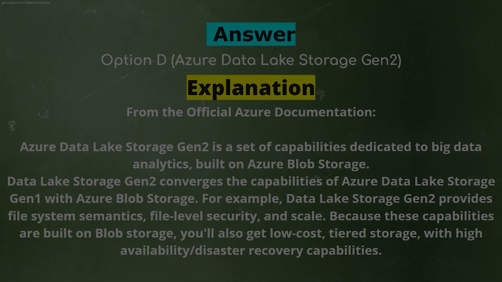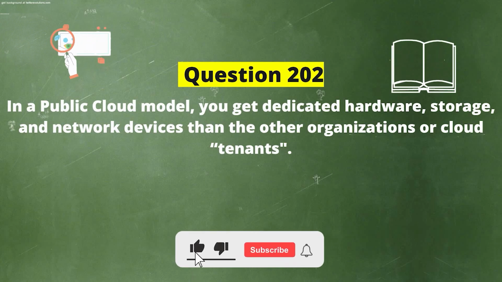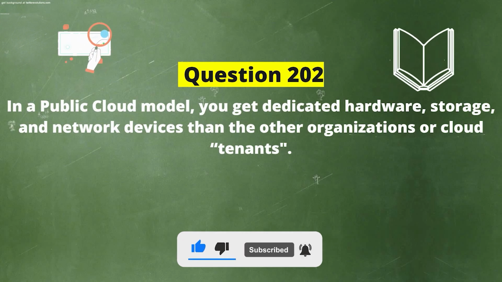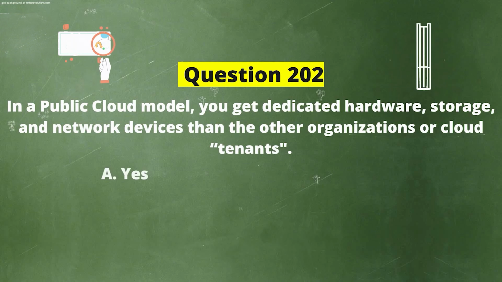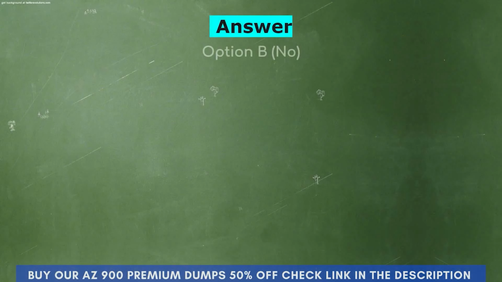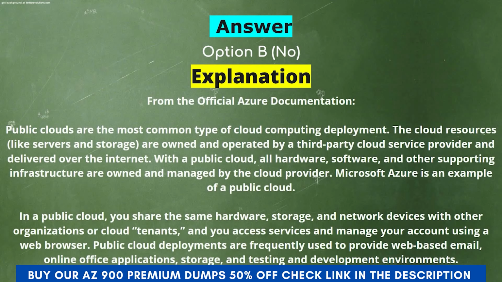Next question. In a public cloud model, you get dedicated hardware, storage, and network devices than the other organizations or cloud tenants. And the options are A. Yes, B. No, and the correct answer is option B. No. Explanation. Public clouds are the most common type of cloud computing deployment.